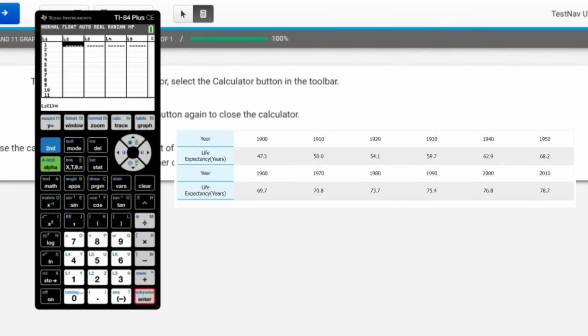All right, so in 1900, the life expectancy was 47.3 years. I'd be dead in 7 years. I mean, 27 years. Then 50, then 54.1, 59.7. We're trending in the right direction. 62.9, 68.2. We're halfway through. 69.7. Any typos? Yep. I mean, nope. I meant to say yep. All right, and we're moving.